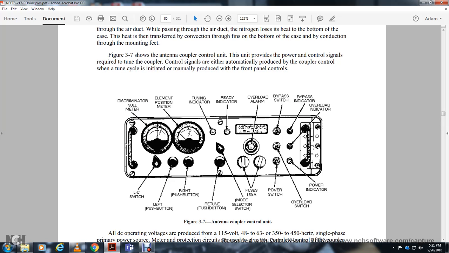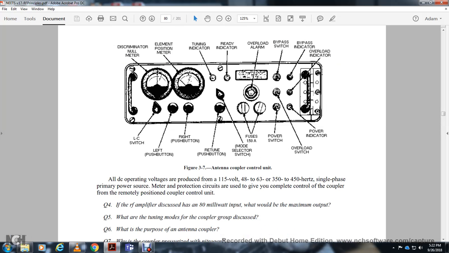Figure 3-7 shows the antenna coupler control: the discriminator null meter, element position meter, tune indicator, ready indicator, overload alarm bypass switch, bypass indicator, overload indicator, power indicator, overload switch, power switch, 1.5 amp fuse, mode switch, press retune, push button right, push button left, and push button LC switch.